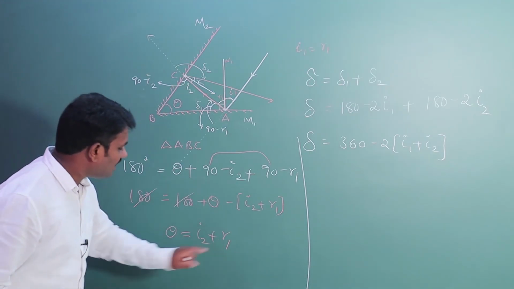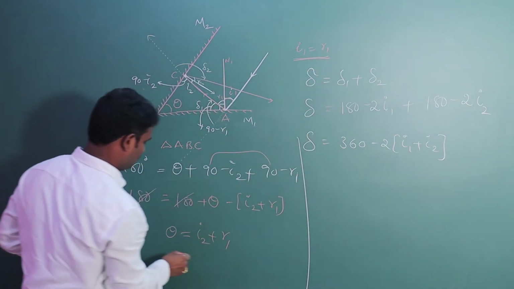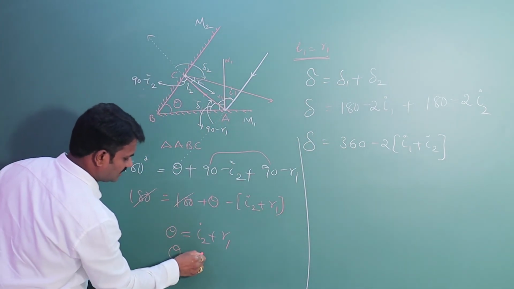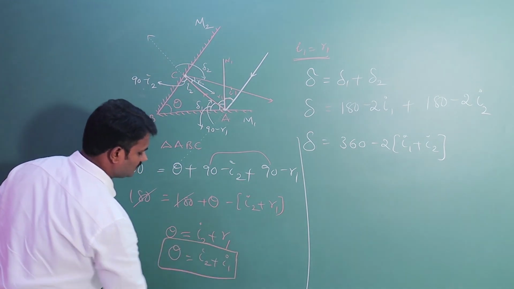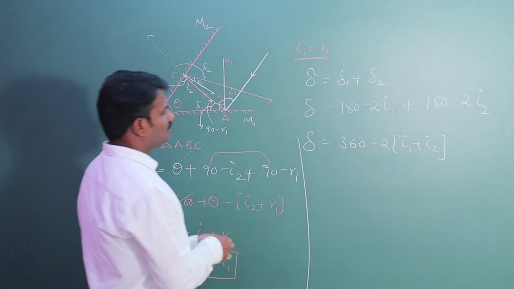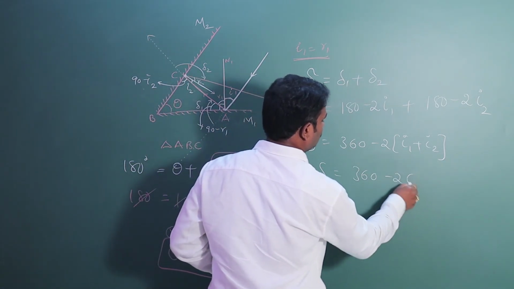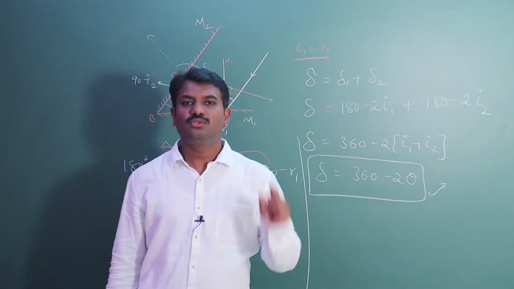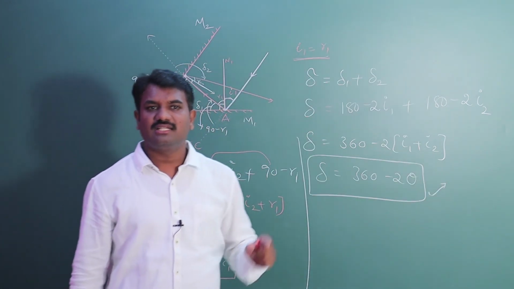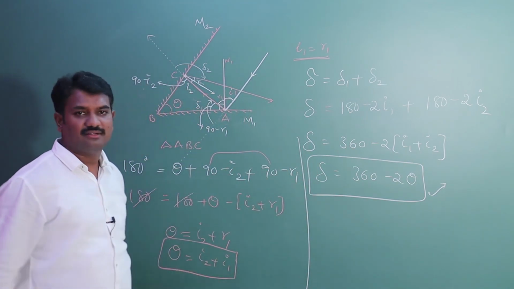But instead of R1, can I write I1? Because I1 equals R1. So in place of this I can write I2 plus I1, or I1 plus I2, is equal to theta. So here I can write that delta is equal to 360 minus 2 theta, which is our total angle of deviation due to two reflections occurring at two mirrors inclined at an angle theta. That's all.